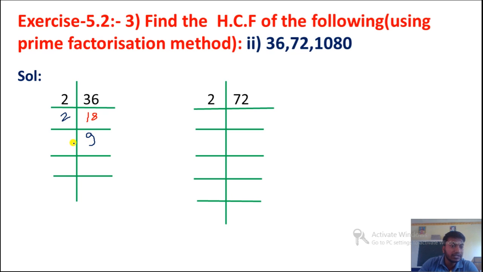And what is the next prime number? After 2 what will come? 3, and by 3 we can easily divide this 9. So we will take 3. How many times will it go? 3 threes are 9. Now again we will take 3 to divide this 3. 3 ones are 3. So this is the prime factorization of 36.